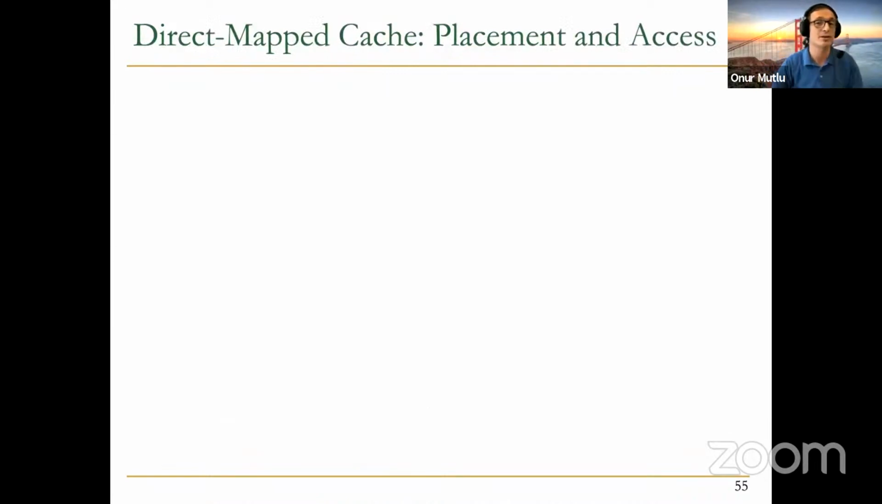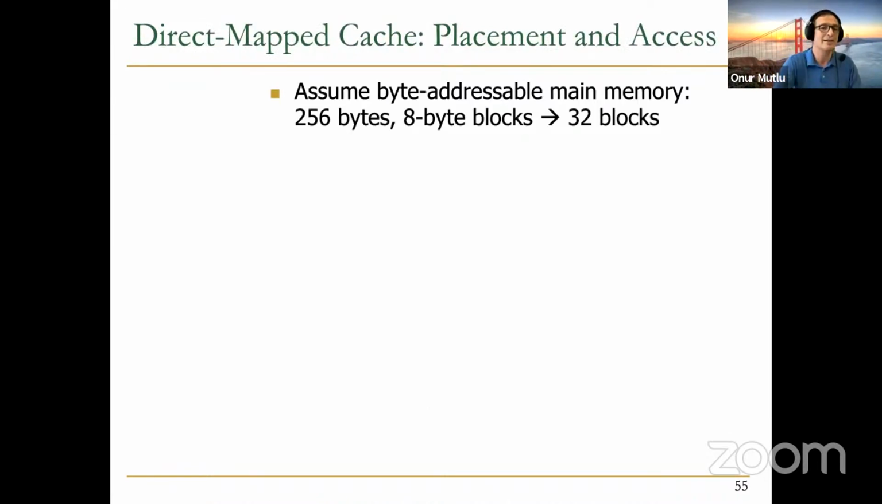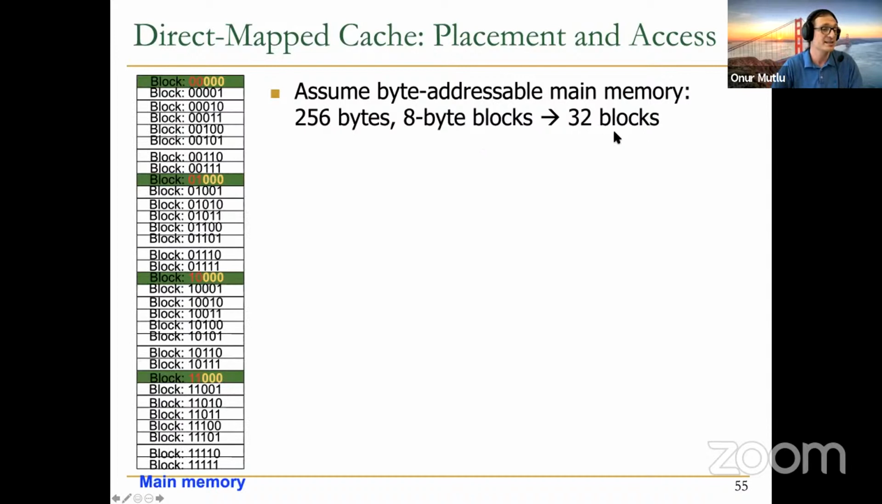Okay, let's talk about this placement and access in the direct map cache. So I repeated what I said over here. We have byte addressable main memory, 256 bytes, 8 byte blocks. So memory has 32 blocks. And this is the main memory. This is your entire main memory, assuming that the width of each block is 8 bytes. These are the block addresses.